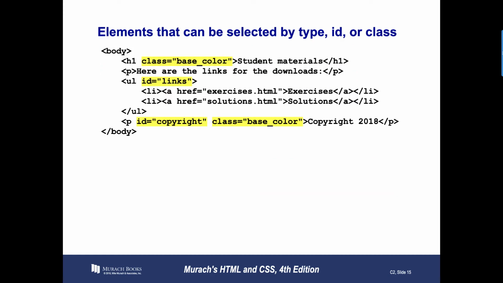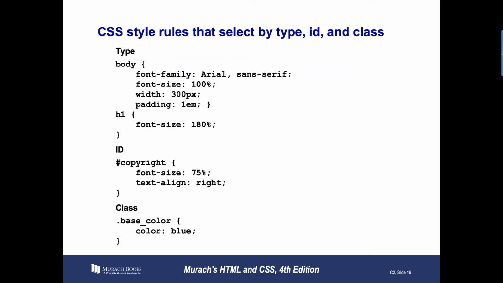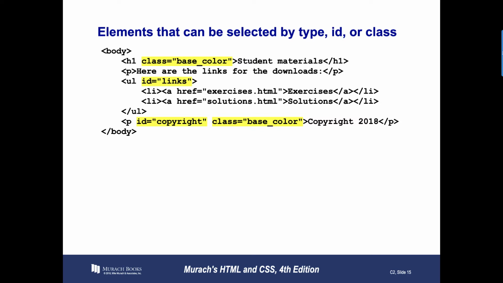All right, so notice in here it says elements that can be selected by type, ID, or class. Notice the H1 element has a class of base underscore color. Okay, notice that right there. And then the unordered list has this thing called ID equals links. And then there's another paragraph tag that has an ID of copyright and a class of base color. Let me just see on the next slide. Yeah, here they are right here. So I'm going to go back and forth between these two slides.